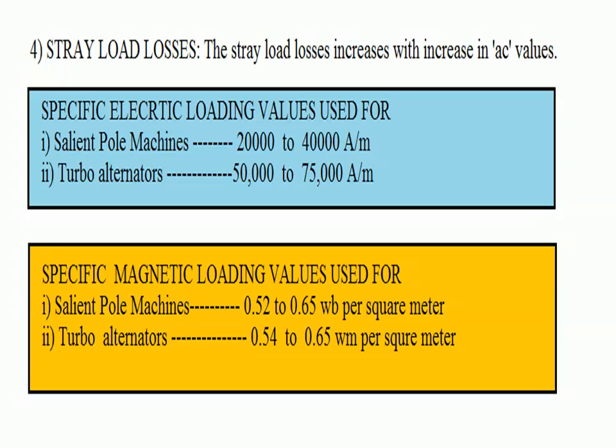Similarly, specific magnetic loading values used for salient pole machines are 0.5 to 0.65 Webers per meter square. In case of turbo alternators, 0.54 to 0.65 Webers per meter square. These are the values. These 2 points alone get 4 marks. If the question comes directly, briefly discuss the factors affecting choice of magnetic loading and electric loading, specify their values, which means you have to write very carefully.